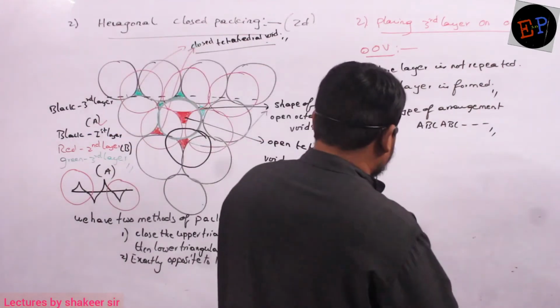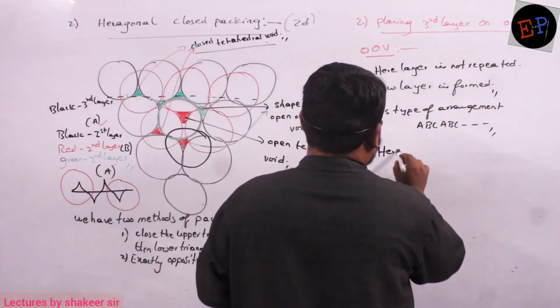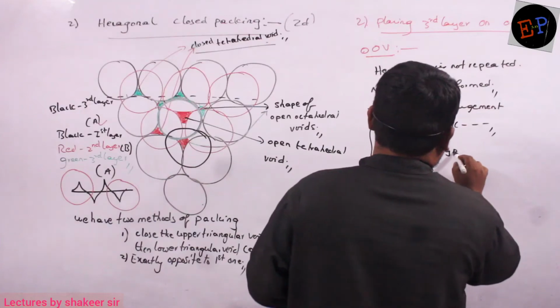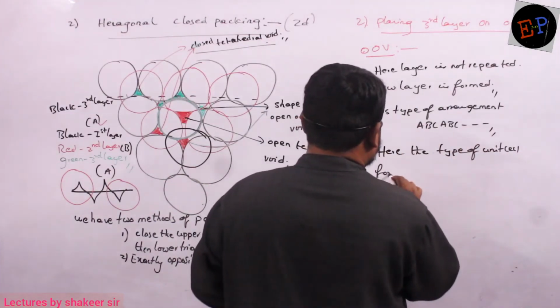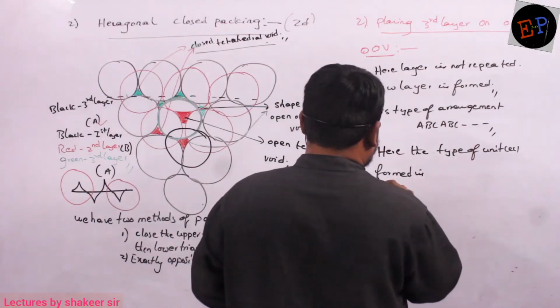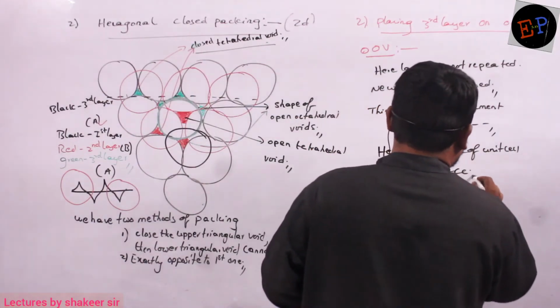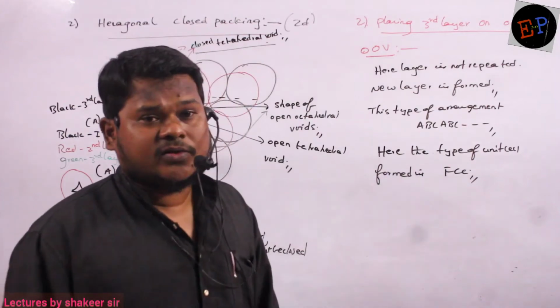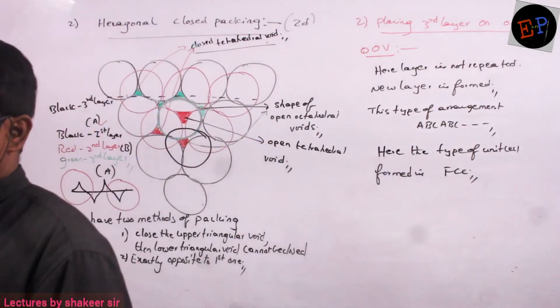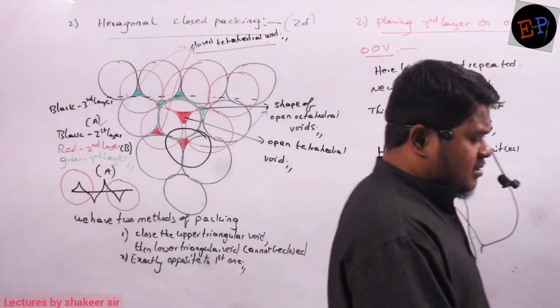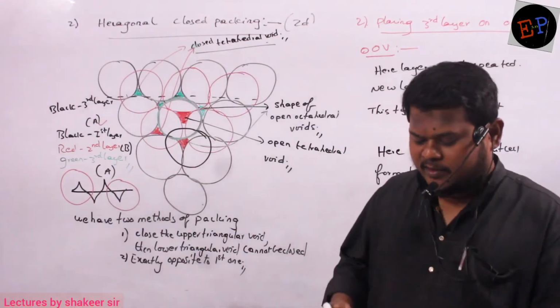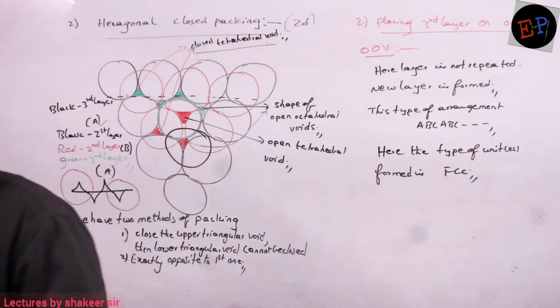And here the unit cell formed is, okay, which type of unit cell is created here? FCC, face centered cubic unit cell will be formed in this condition. Are you able to understand? So if you are placing atoms on open tetrahedral void, what is the type of unit cell created? Hexagonal unit cell is created.